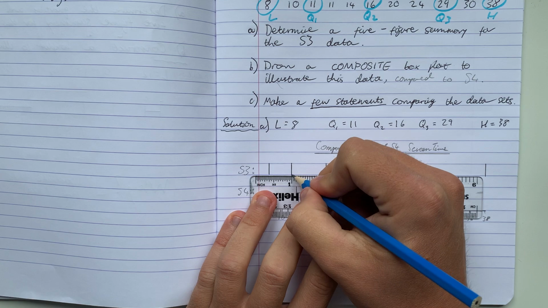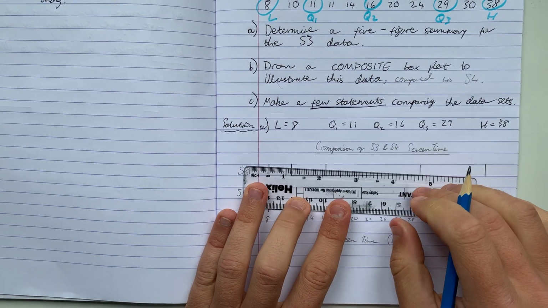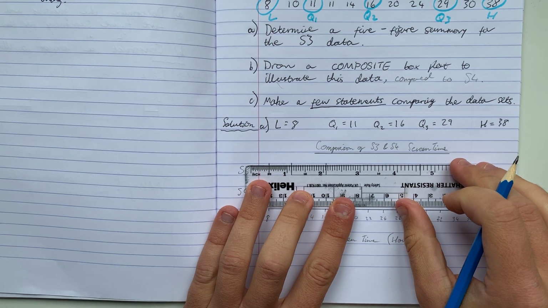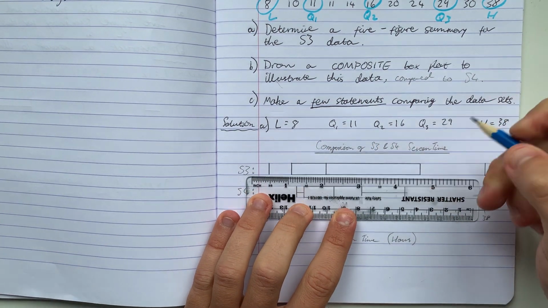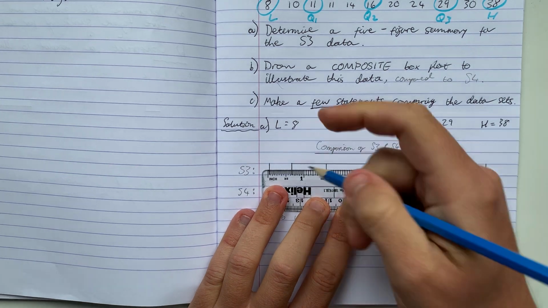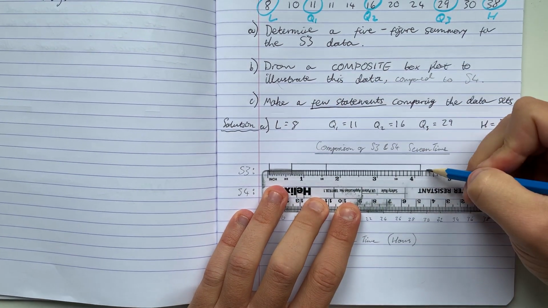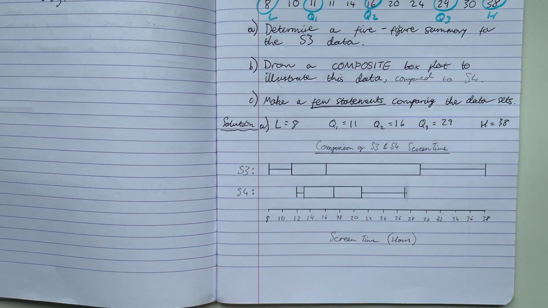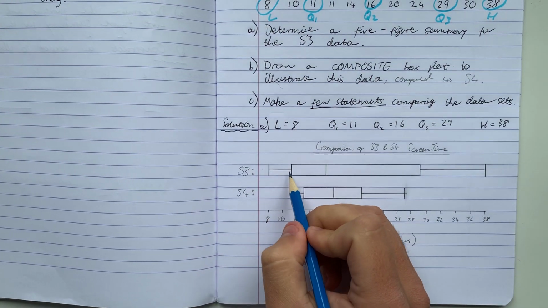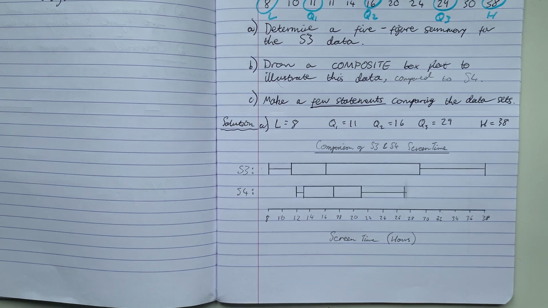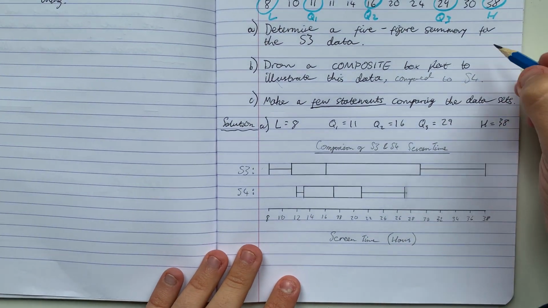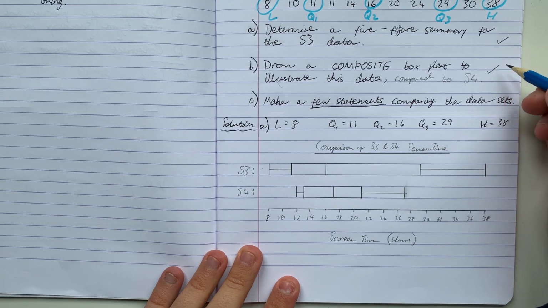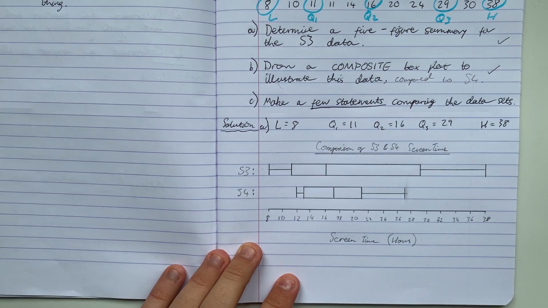Like so. And connect up your whiskers. Okay, you can feel free to write L, Q1, Q2, Q3 on your diagrams, but you don't have to, and they're absolutely fine like that, because anyone looking at it will know that it's a box plot. And that is part B done as well. So we've done part A and we've done part B. We've drawn a composite box plot.